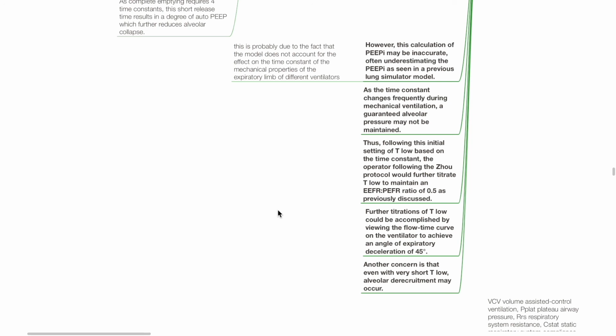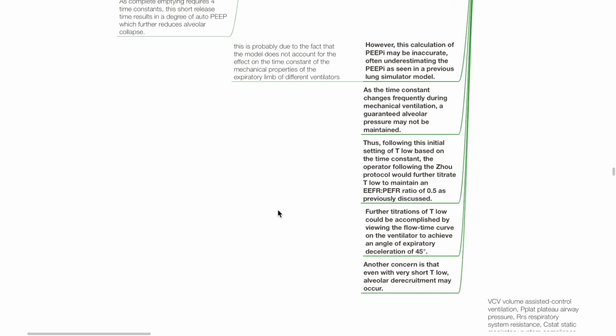As the time constant changes frequently during mechanical ventilation, a guaranteed alveolar pressure may not be maintained. Thus, following this initial setting of T low based on the time constant, the operator following the Zhou Protocol would further titrate T low to maintain an EEFR to PEFR ratio of 0.5 as previously discussed. Further titrations of T low are to be accomplished by viewing the flow time curve on the ventilator to achieve an angle of expiratory deceleration of 45 degrees.